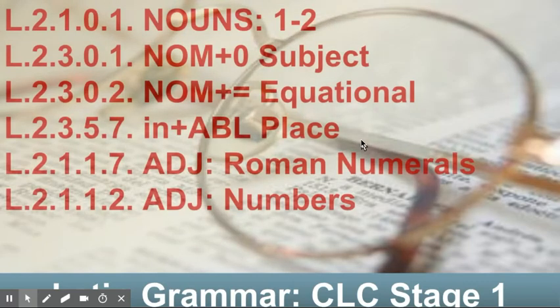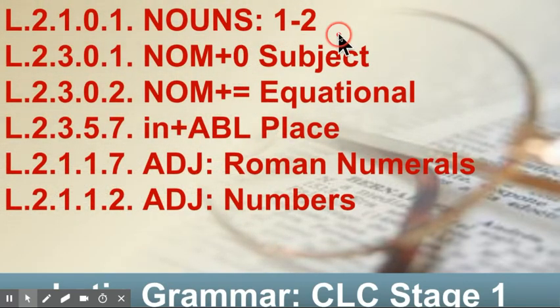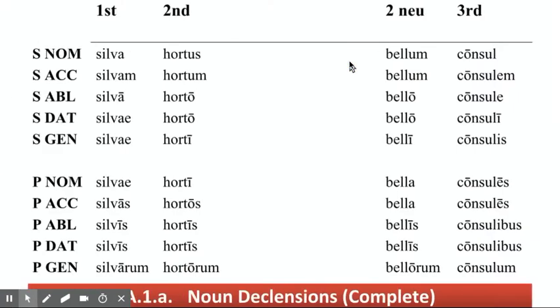So let's start with the forecast. We're going to cover nouns. We're going to cover subject phrases, equational phrases, place phrases, and of course, a little review of the Roman numerals that you did in the pre-summer. So let's take a look at the nouns.